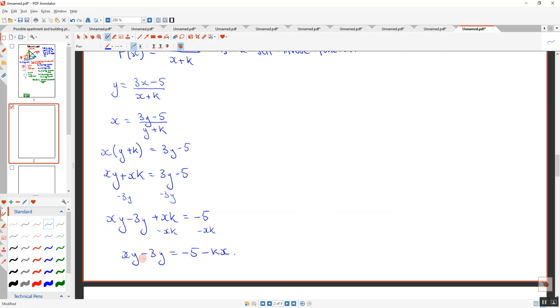I've got all my y's on the one side, yes? Everything else on the other. It's the same as what we did before. What do I do next? Factor out y. Yep, because by doing that, it isolates the y by itself. So I get y times x minus 3 is equal to minus 5 minus kx. Then to finish it off, divide by x minus 3.